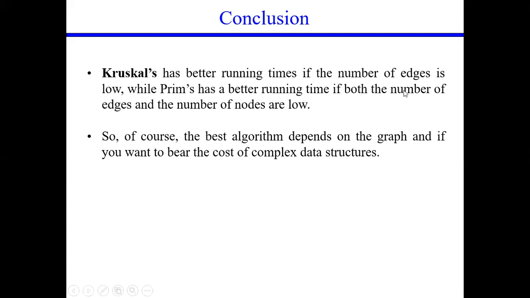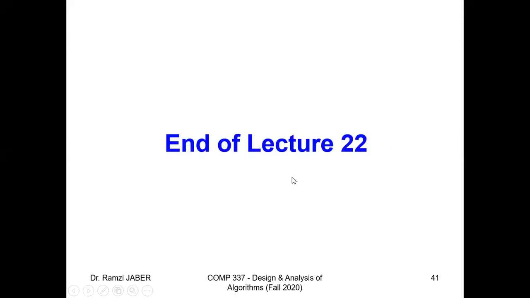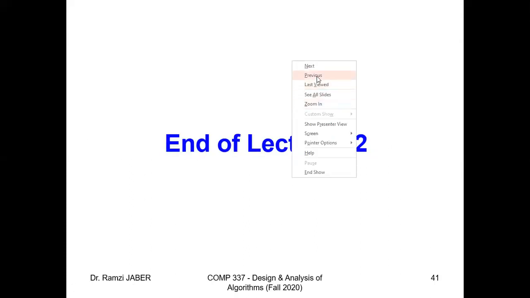If we have the number of edges and the number of nodes low, sorry, the opposite. Prim's is faster for a small graph, and Kruskal is faster for a large graph. Okay. It depends. Okay. End of the lecture.